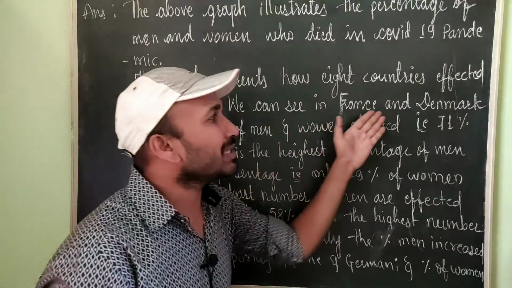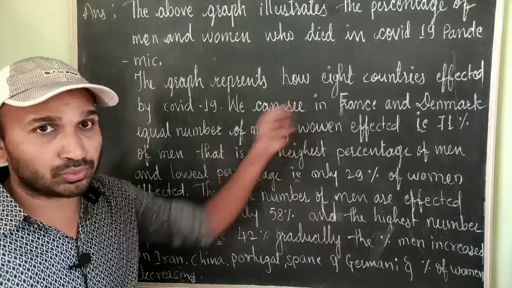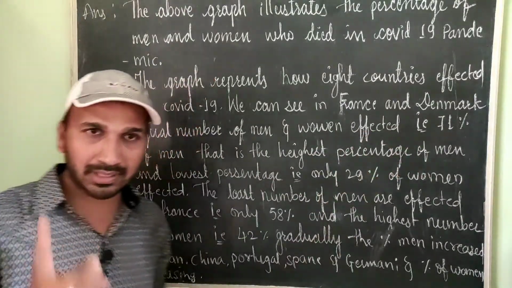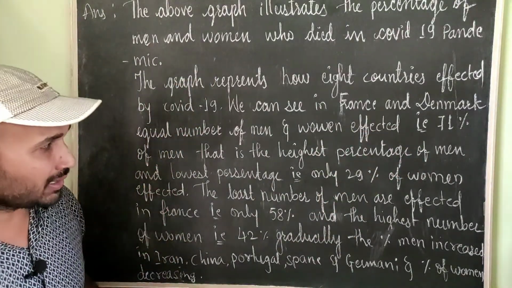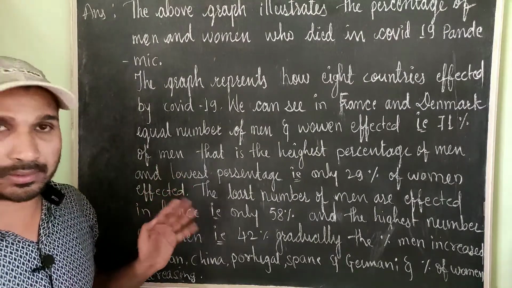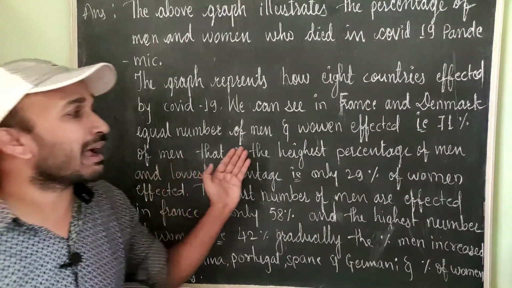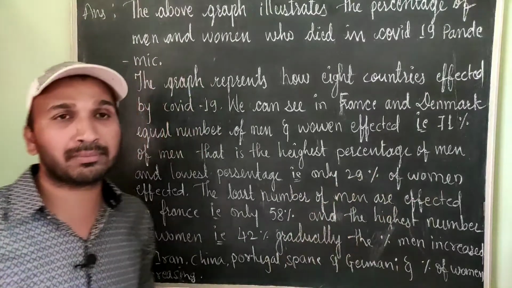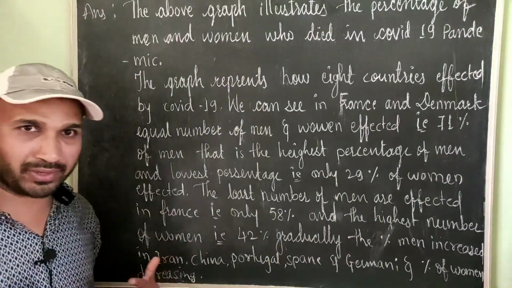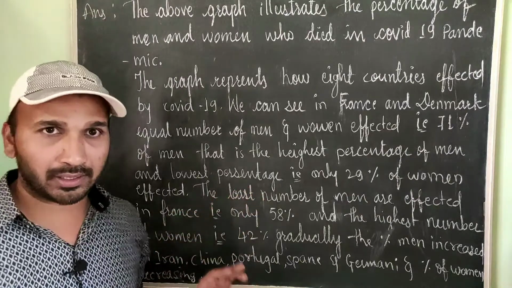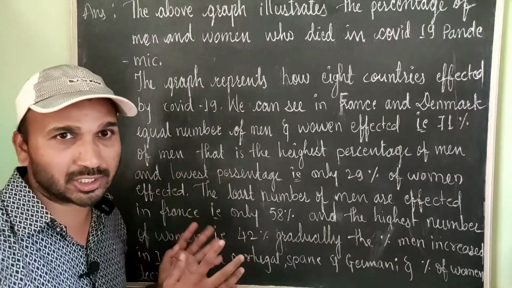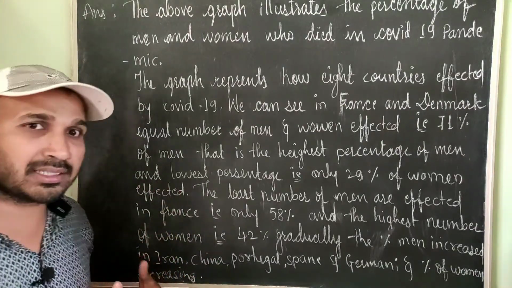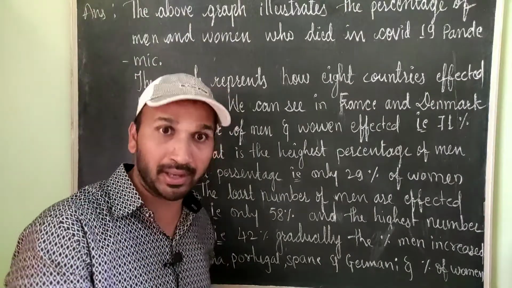We can see in France and Denmark, the last two, equal numbers of men and women are not affected; 71% of the men, that is the highest percentage of the men, and the lowest percentage, only 29% of the women, are affected because of COVID-19. Right now we have seen the highest percentage of the men and women affected, and now we are seeing the least percentage of the men.